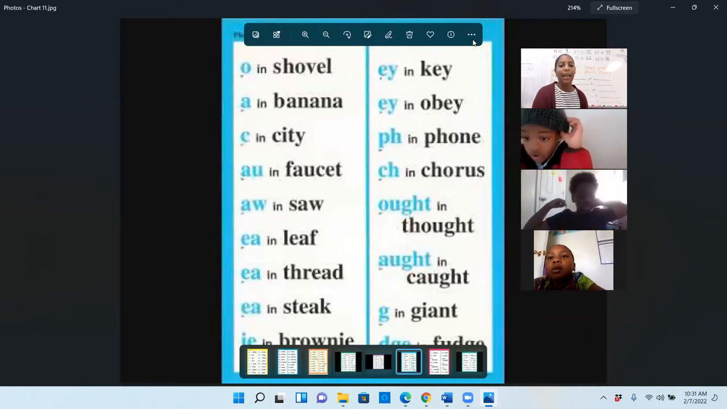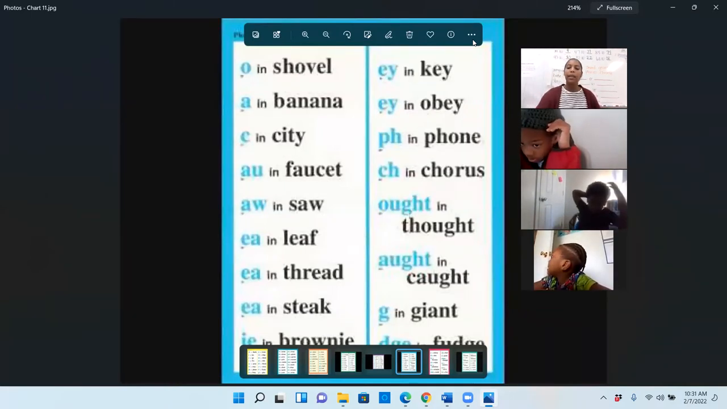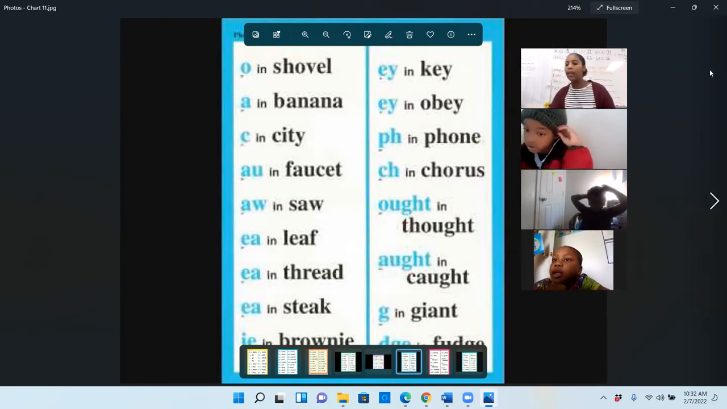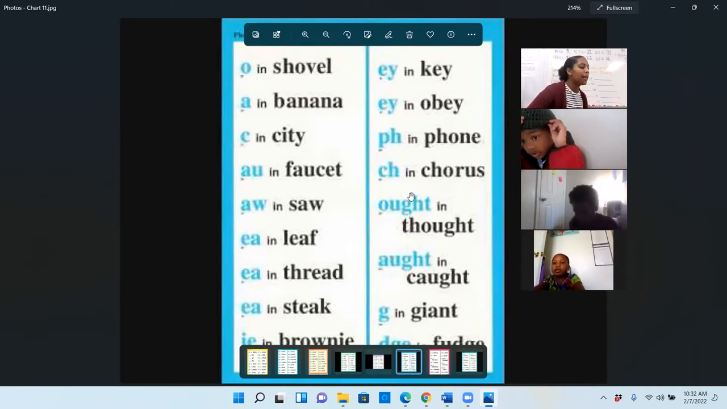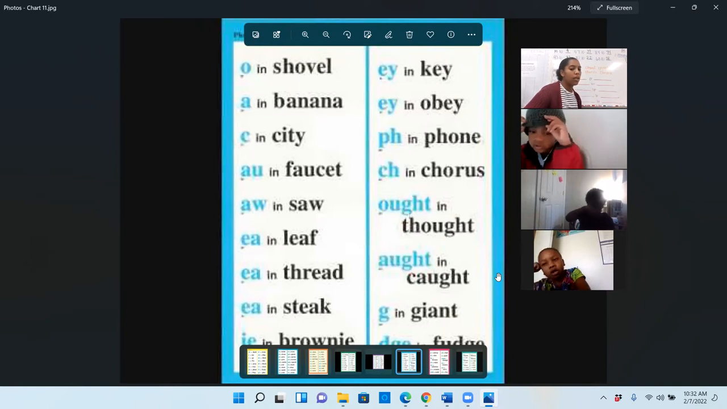AW says aw, in saw. EA says ee, in leaf. EA says eh, in thread. EA says ay, in steak. IE says ee, in brownie. EY says ee, in key. EY says ay, in obey. EH says f, and phone. CH says k, in chorus. OUGHT says ought, in thought. AUGHT says ought, in caught. G says j, in giant. DGE says j, in fudge.